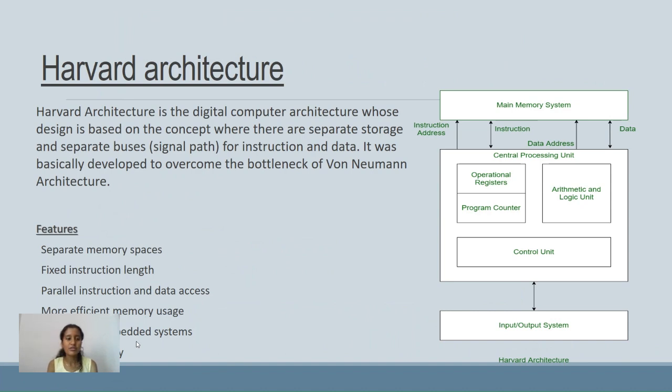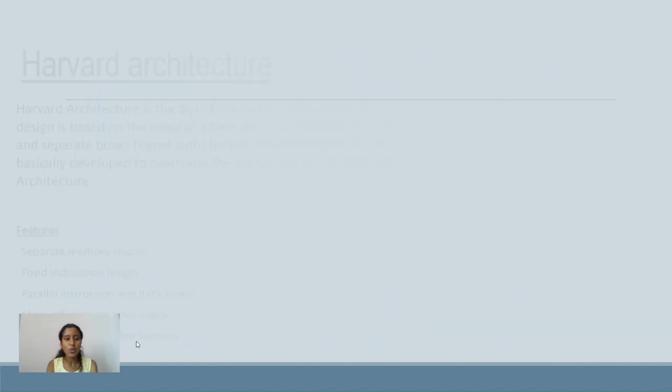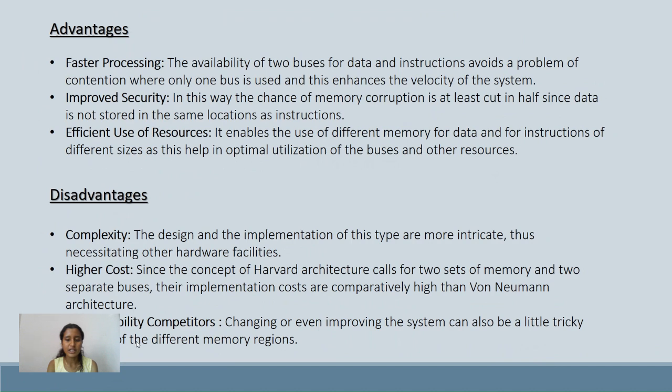The features in Harvard architecture are separate memory spaces, fixed instruction length, parallel instruction and data access, more efficient memory usage, suitable for embedded systems, and limited flexibility. Let us know about the advantages and disadvantages in Harvard architecture.